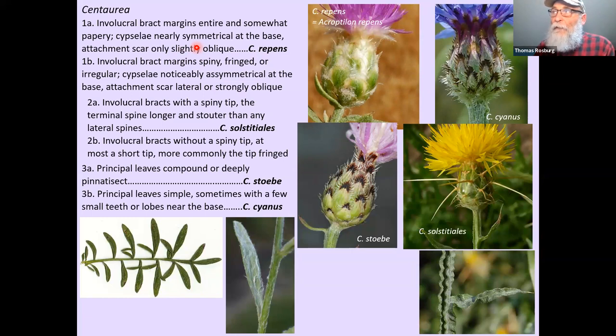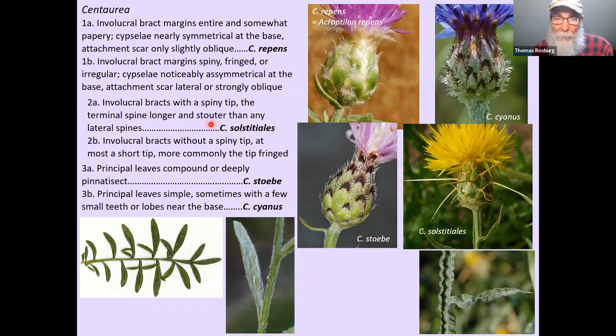The cypselae are nearly symmetrical at the base, and that attachment scar, that's the term I was looking for, is only slightly oblique off to the side. So it's not as strongly oblique as most of the centurias. Now, the other cypselae are noticeably asymmetrical, and noticeably that attachment scar is off to the side. It's more strongly oblique in the way it was attached. So that pulls off Russian knapweed right here. The rest of them all come underneath 1B here.